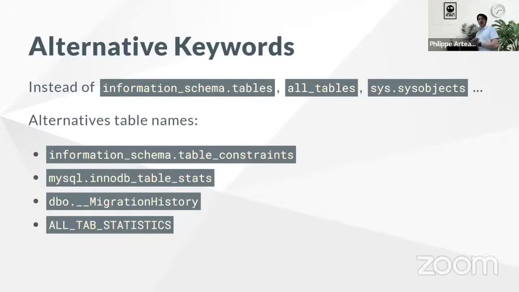So, and the last example, this is for Oracle. All underscore tables will be blacklisted in all WAFs, if not most. But tab statistic also includes table names, so you can try those if only specific table names are blocked.